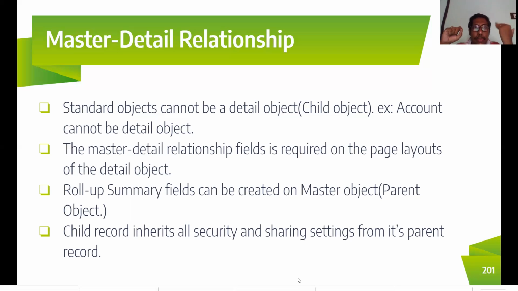With a lookup reference, the field is not required on the page layout. Whereas in master detail relationship, those fields will be available on the page layout, right? Roll-up summary cannot be done with a lookup reference because it is loosely coupled, whereas in master detail relationship, roll-up summary can be done. Child records do not inherit security and sharing settings in the lookup reference, whereas here the child record inherits all the security and sharing settings from its parent record.